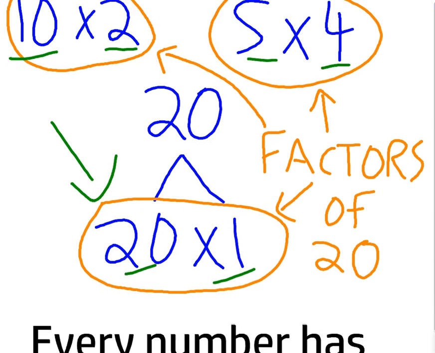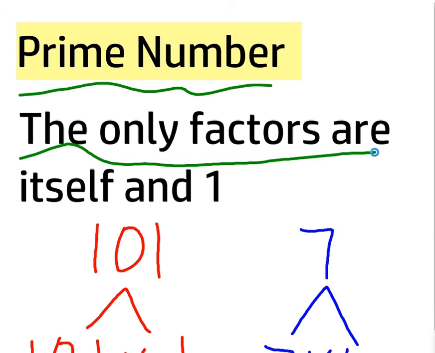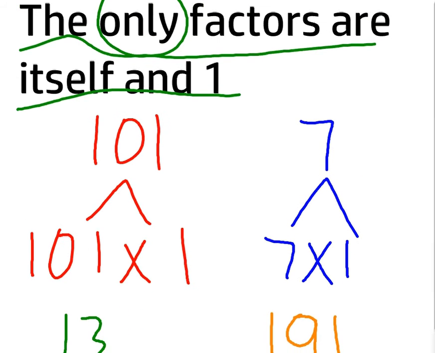All right. A prime number, the only factors of a prime number are itself and 1. So every number has a factor of itself and 1. But if those are the only factors, then it's prime. So here's some examples of prime numbers. Now, what's kind of crazy about this is, especially when you get to really, really big numbers, sometimes it's really hard to figure out if it's prime or not.